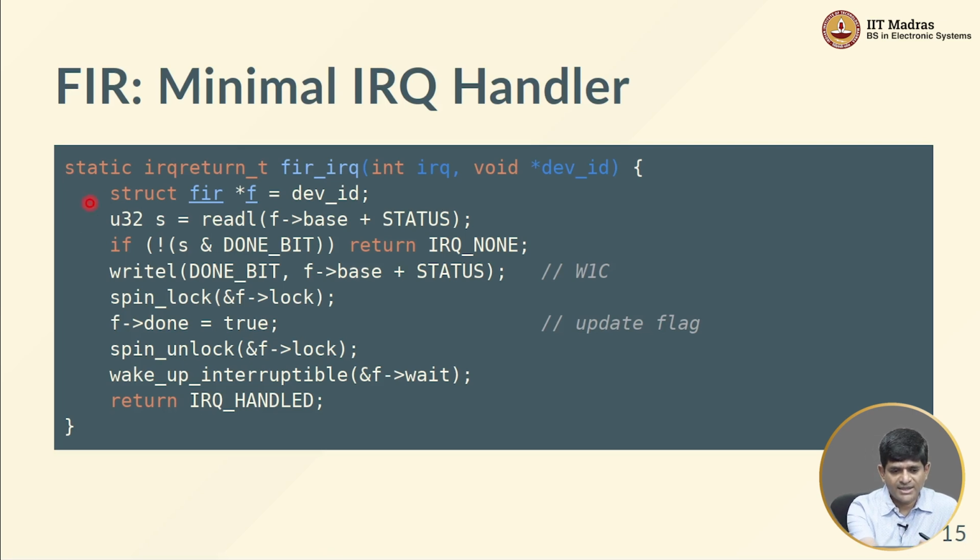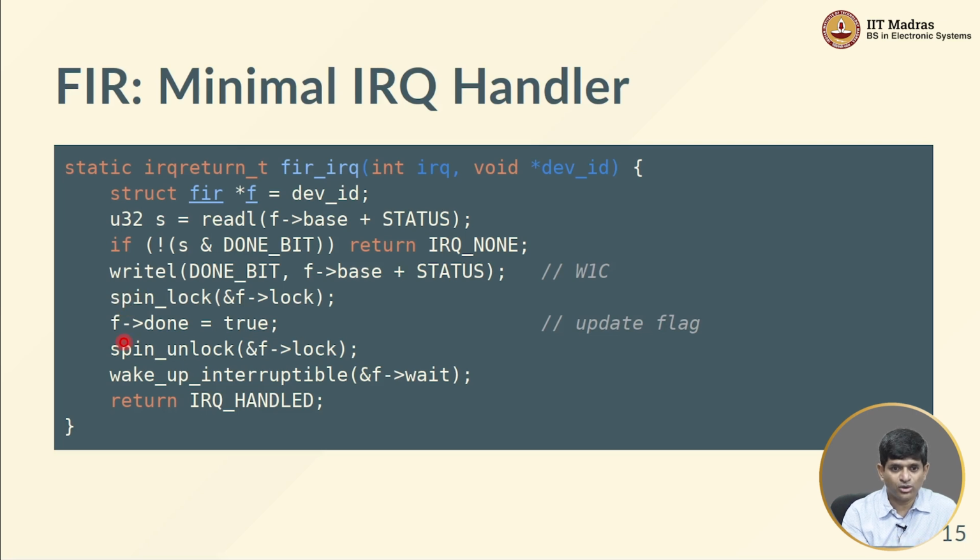So as you can see, this IRQ handler, this is the tasklet or the top half code, right? What it's doing is it needs to check that I got an interrupt, that the interrupt was actually because the filter was done, clear the status. Now take the spin lock, set a particular variable to be true, and then unlock it, right? So the spin lock actually is happening in a very, very narrow context. All that it's doing is changing this particular value of f dash done, right?